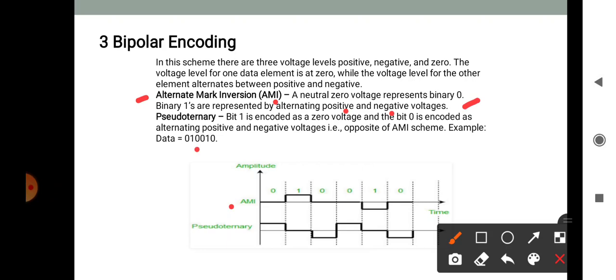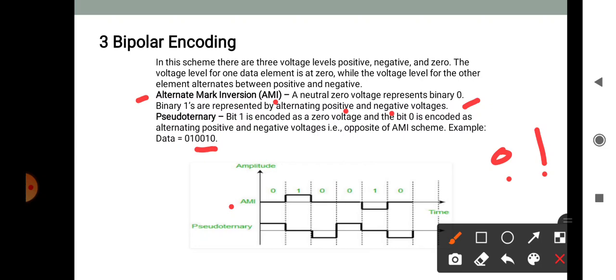In this example you have to provide data like 0 1. Suppose the data provided is 0 1 0 0 1 0, and we have to represent it using the alternate mark inversion method. The rule of this method is that a neutral 0 voltage represents binary 0. That means if 0 occurs, it is represented as the neutral 0 voltage, and if binary 1 occurs in the data, it is represented alternately by positive and negative voltage. That means first time positive, then second negative, positive, negative, like this.